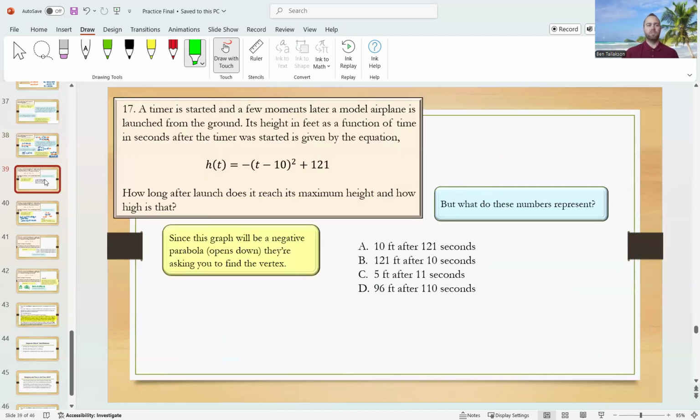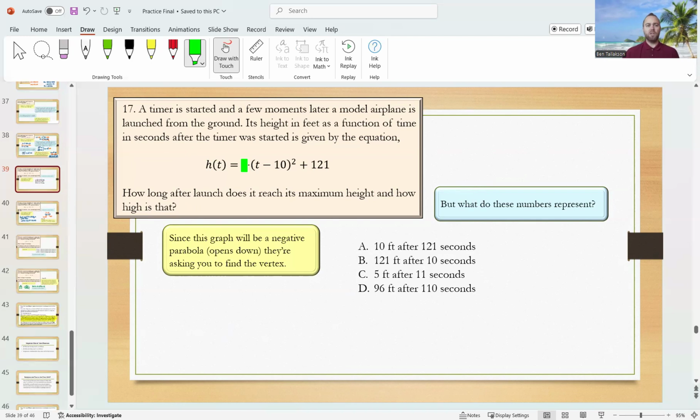Number 17. A timer is started, and a few moments later, a model airplane is launched from the ground. Its height in feet as a function of time in seconds after the timer was started is given by the equation h of t. How long after does it reach its maximum height, and how high is that? There's some helpful information on the board for you. You may also want to draw out what's happening a little bit. That should help as well.